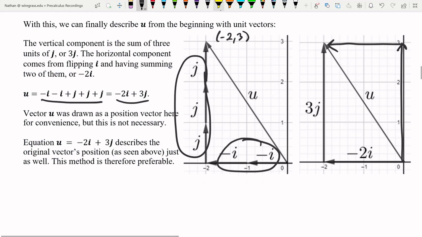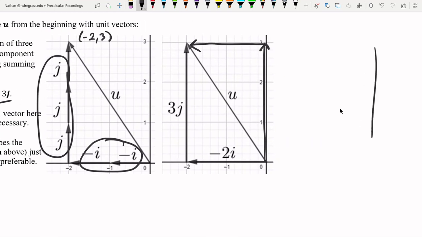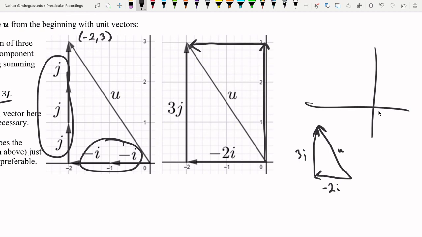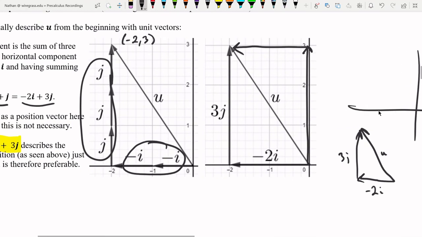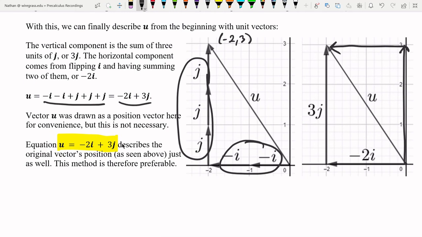And what's nice is that this expression here does not need a position vector. It is perfectly definable no matter where u is at. So if I were to draw u somewhere off, like here's the coordinate system, and I were to draw u down here, it would still be negative 2i and 3j. It doesn't matter if it's on the origin or not. And that's the beautiful thing about this form, is that it will always describe the vector without any ambiguity.